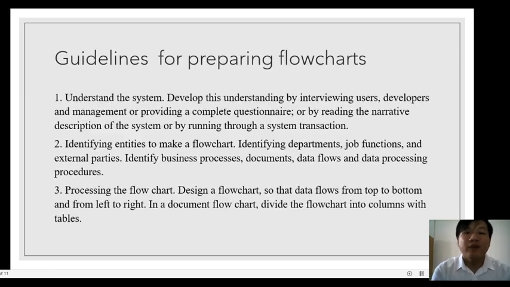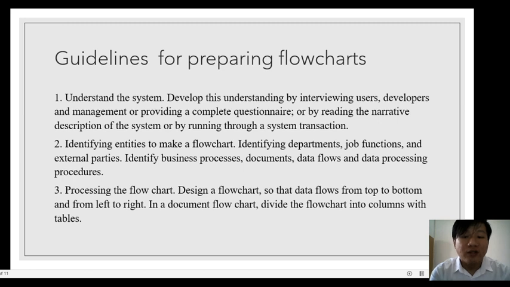Guidelines for preparing a flowchart. First one, understand the system. Develop this understanding by interviewing users, developers, and management, or providing a complete questionnaire, or by reading the narrative description of the system, or by running through a system transaction. 2. Identify entities in the flowchart. Identify departments, job functions, and external parties. Identify business processes, documents, data flows, and data processing procedures.